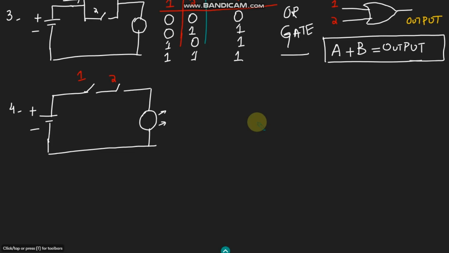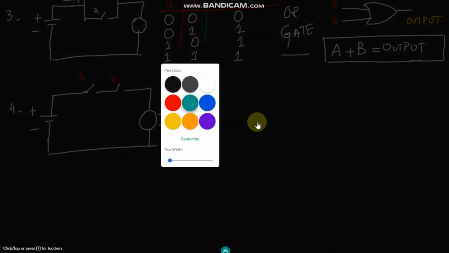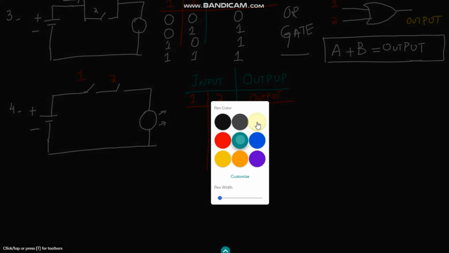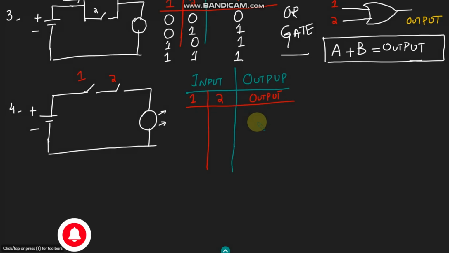If any of the two is off, there will be nothing which can flow through this light bulb. Okay, so in order to see it by using the truth table, these are the inputs, and this is the output. So now in order to represent the inputs, we have again two inputs. This is 1, this is 2, and here is the output.